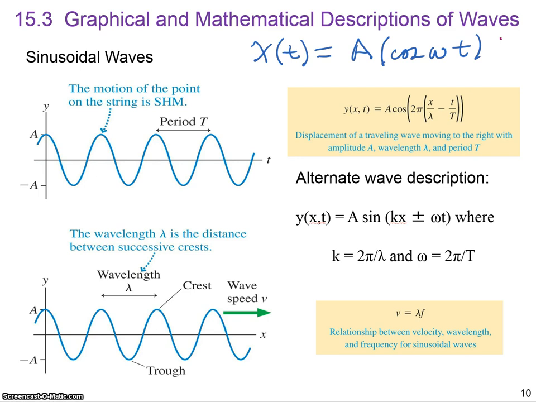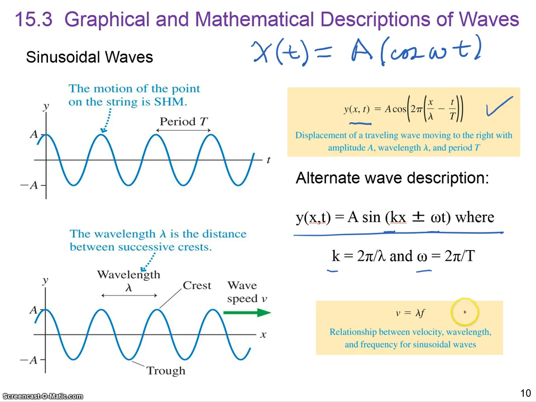But waves are spread out, and so they are a function of two variables, the position x and the time t. So it makes the equation a little bit more complicated. And here it's written in terms of the wavelength and the period. Down here I have an alternate description where I've written it in terms of k and omega, where k and omega are equal to those parameters there. I think this is a little bit better way of writing the equation than the one up here. So we will use both of these.